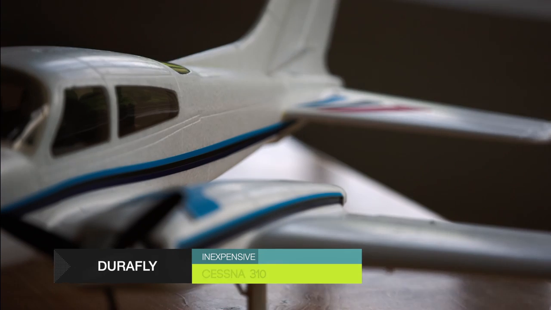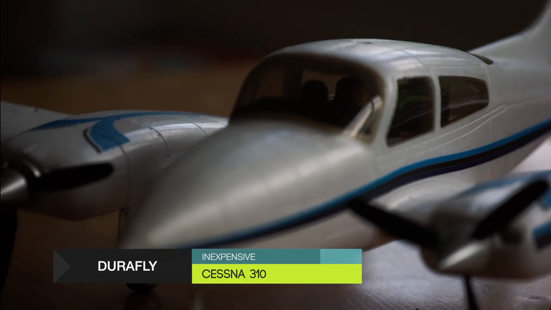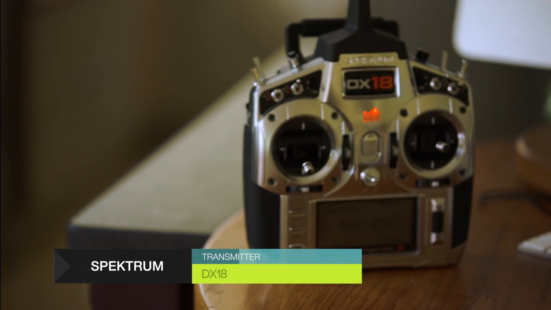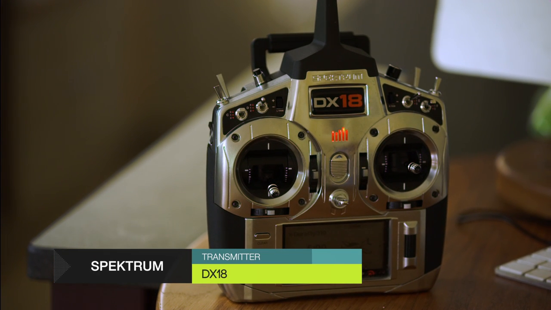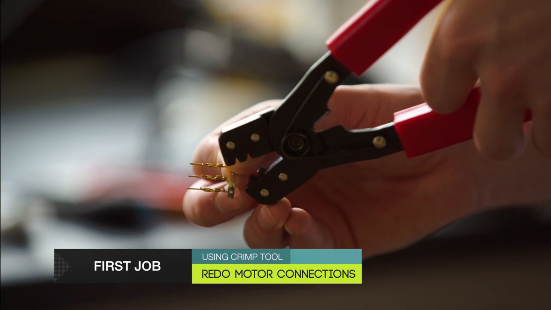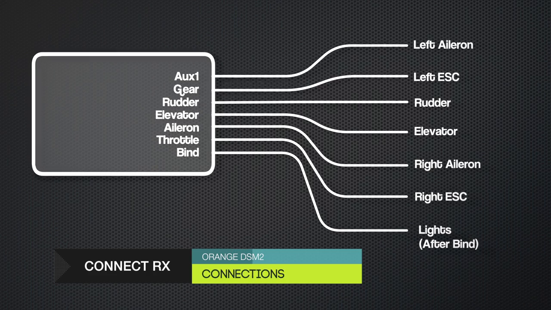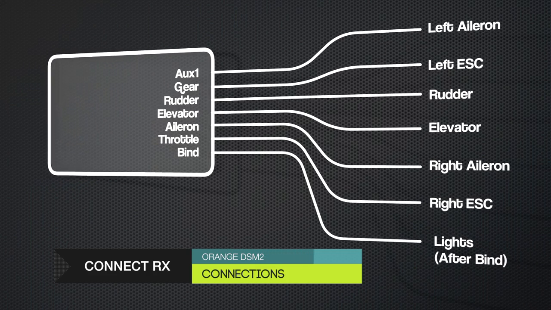Right, it's June, it's wet, it's windy. What else is there to do? Well, today we're going to look at programming up a DX18 to run with this Durafly Cessna 310 twin, which comes with its motors paired together. So our first job is to split them up and then connect them to the receiver like this.